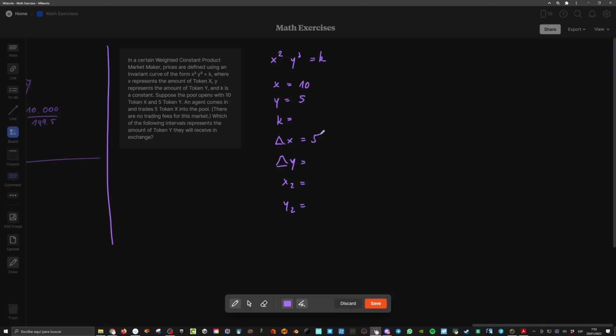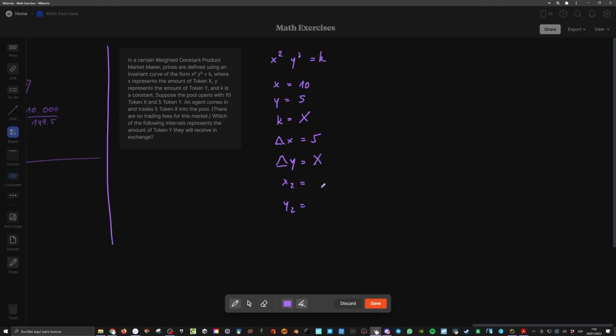K is not given to us, but since we have the equation and we have X and Y, we'll be able to find it. But since it's not given, let's just put an X on K, because we have to do something to find it. And also delta Y is not given. We don't know that.